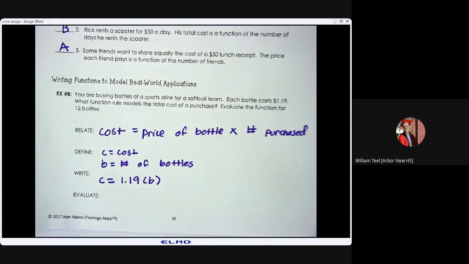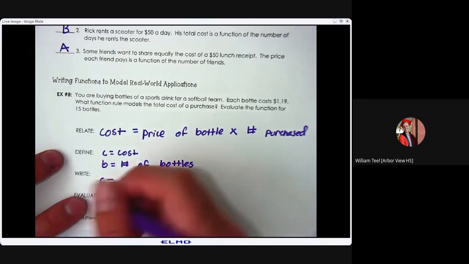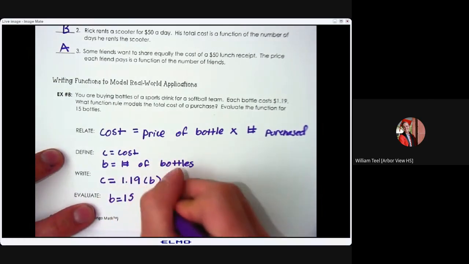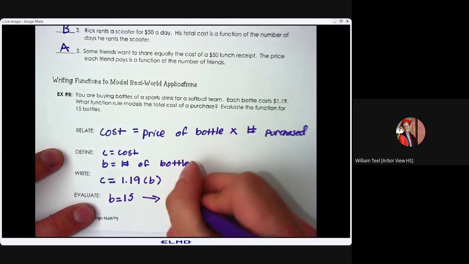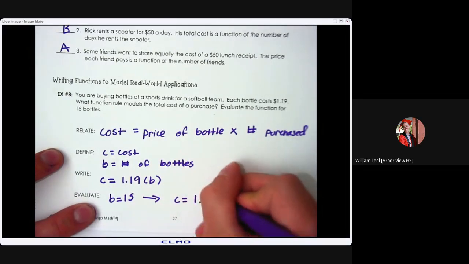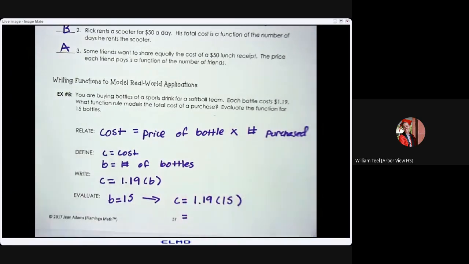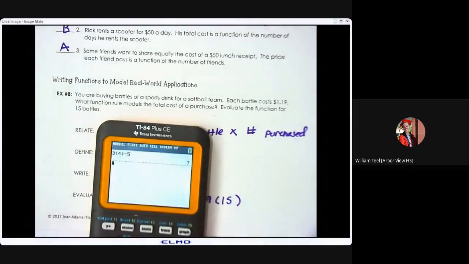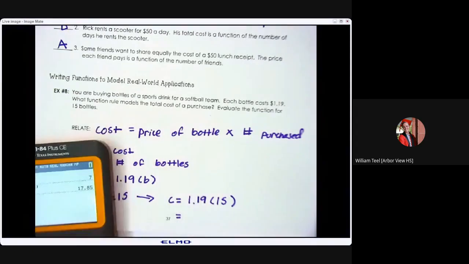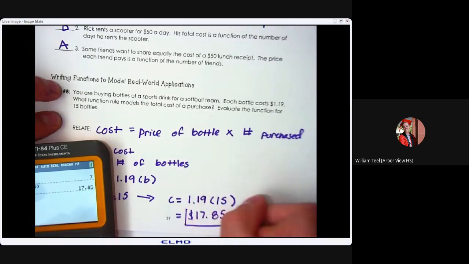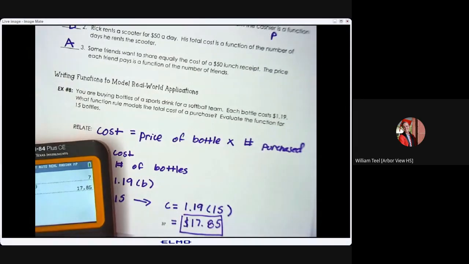All right. Now we're going to evaluate the function for 15 bottles. So if we're trying to find the total cost for 15 bottles, we simply have to type in 15. B equals 15. We're going to plug that in to that function. So C is equal to $1.19 times 15 bottles. If I do that in my calculator, $1.19 times 15 is going to be a total of $17.85. Nice and easy.